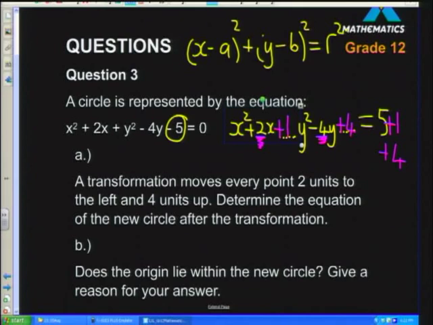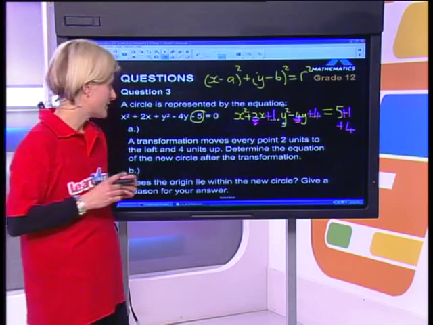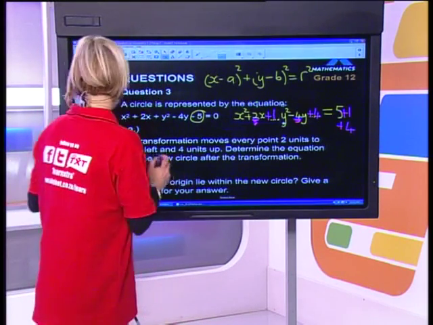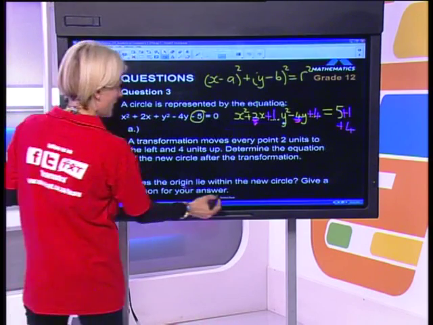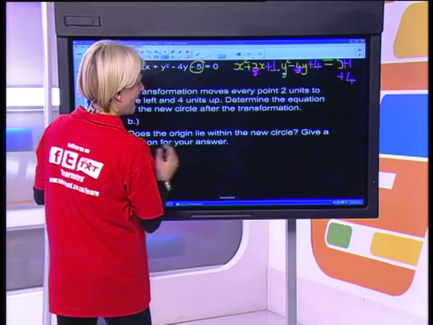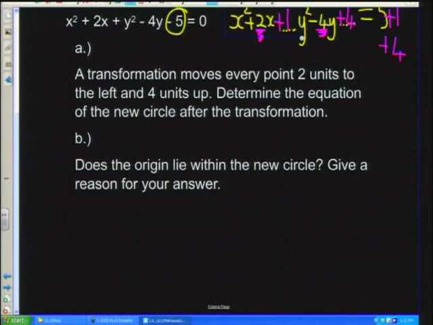Please don't forget to keep your equation balanced. Now, what you've managed to do here is complete the square. So what I have over here is a perfect square trinomial, so I can factorize it as x plus 1, everything squared.